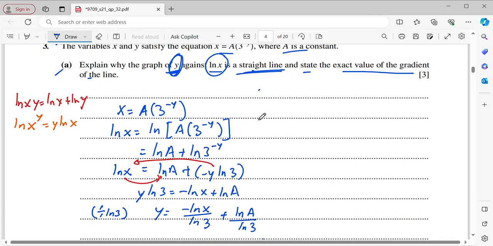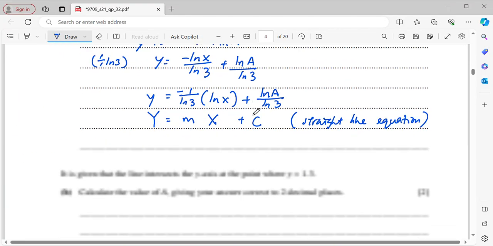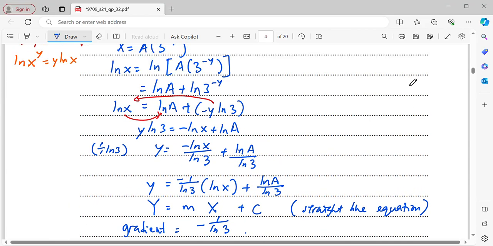Alright, so from here, you need to state the exact value of the gradient. So now obviously the gradient is our m, which is negative 1 over ln 3. Okay, so that's the solution of this question.